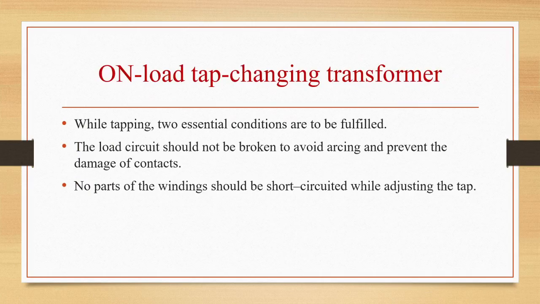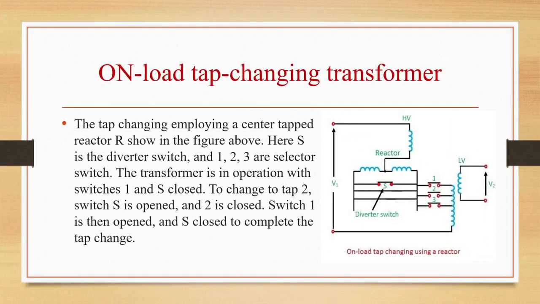Two essential conditions are to be fulfilled while tapping. First one is that the load circuit should not be broken, to avoid arcing and prevent damage of contacts. Second is that no part of the winding should be short circuited while adjusting the tap. This figure is showing an on-load tap changing transformer using a reactor R, and here S is the diverter switch and the reactor is center tapped. S is the diverter switch, 1, 2, 3 are the selector switches.